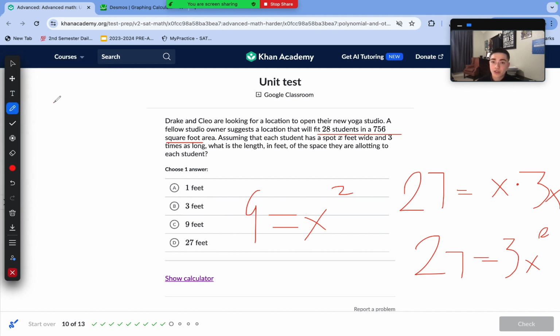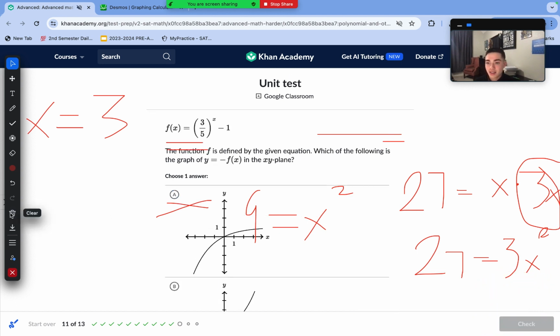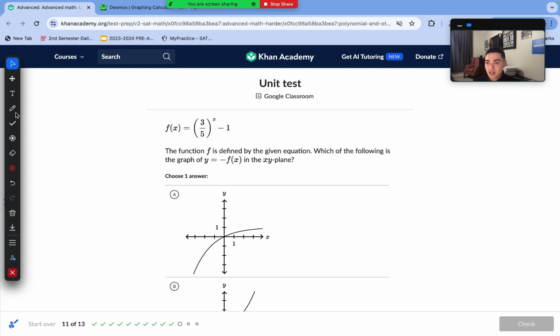So x equals 3. Now we need to find the length. Do not select 3 here, because 3 is x. Our length, if you remember, is 3 times as long, which is 3 times x, which is just equal to 9. So the length in space that they are allotting to each student is 9 feet here. Okay, on to this next question. The function is defined, which is the graph of y equals negative f of x in the xy plane.